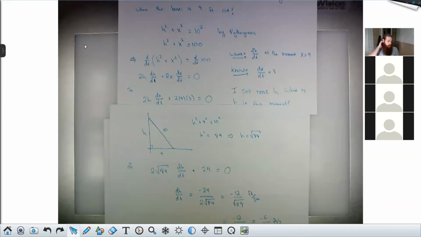Okay. So these are kind of 2 classic related rates problems. Any questions on how we set up either of these or what we did to solve either of these?